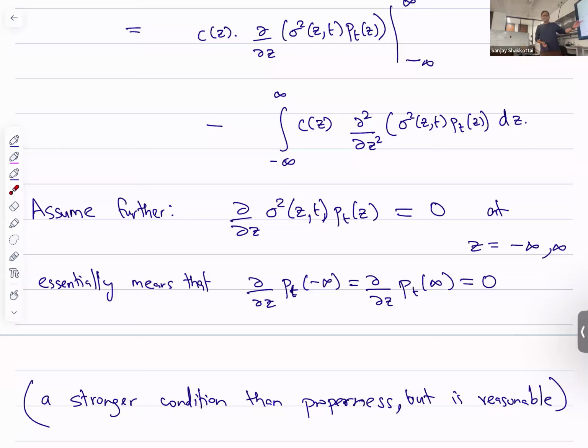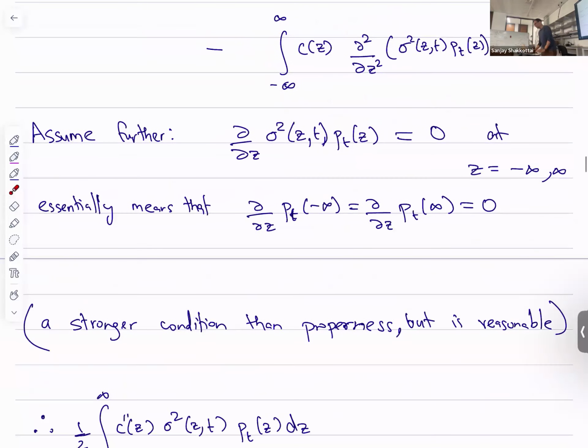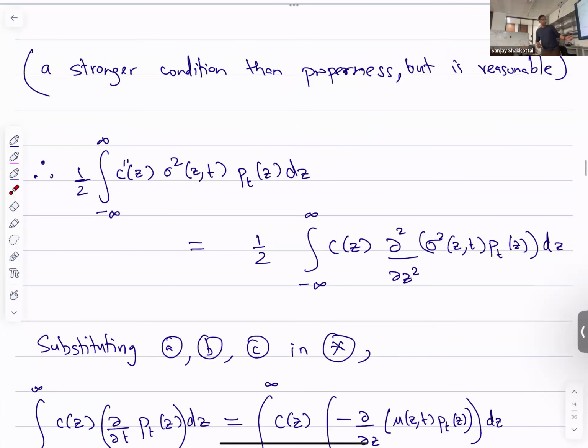That's what this essentially means, as long as sigma is bounded and so on. This is stronger than properness of random variables. But if you make this assumption, then you're essentially there. You've got the second derivative of C prime times something is C times the second derivative. Now you again see where the heat equation second term is coming from. It's coming from this part, which will give you this second derivative.